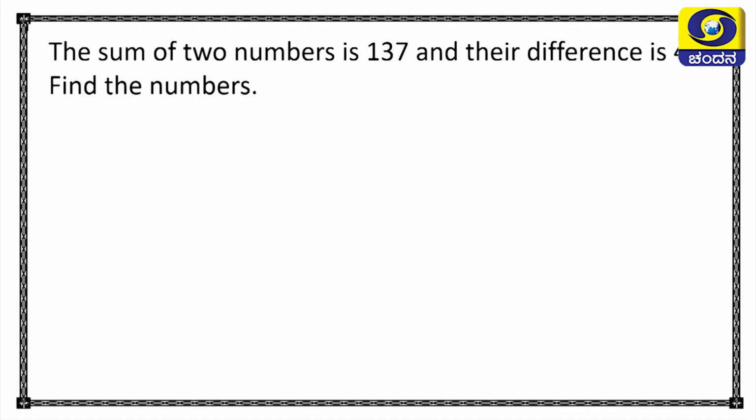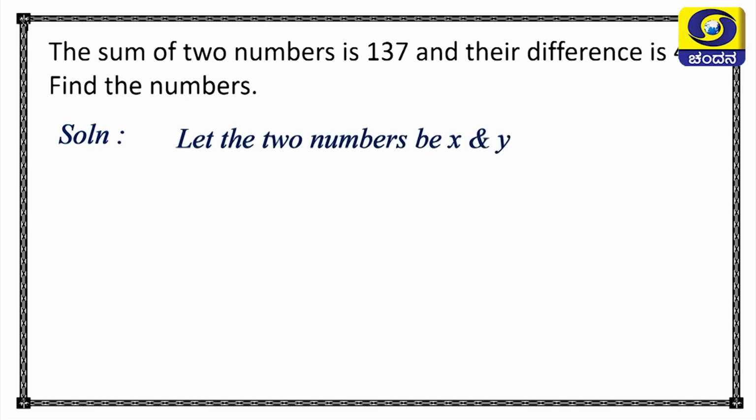Next problem. The sum of two numbers is 137 and their difference is 43. Find the numbers. Children, here we don't know the numbers, but they have given the sum of two numbers is 137 and their difference is 43. We have to find those numbers. Solution: let those numbers be x and y.